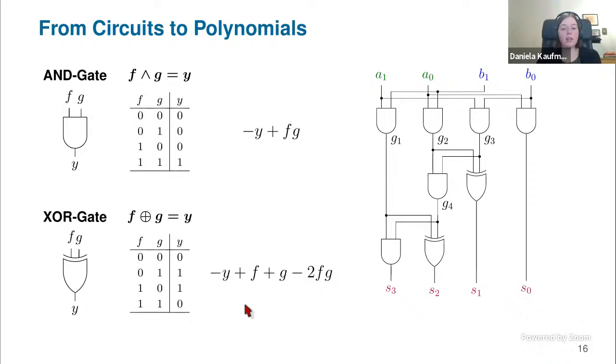In a similar style, we find the polynomial encoding of the XOR gate. It looks a little bit more complex than the one for the AND gate, but it is found in a similar way. And because we are working in a polynomial ring over the rationals, we now have this monomial with coefficient -2.